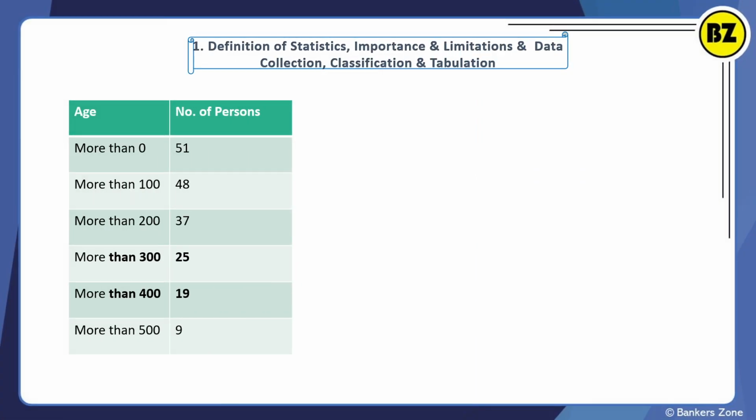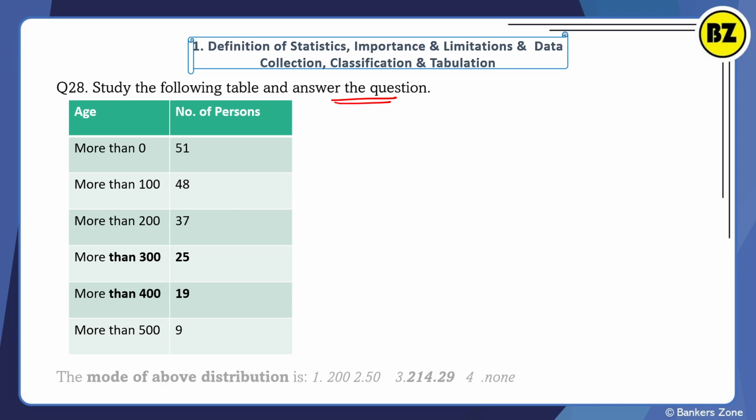Now see, study the following table and answer the following question. So they have given the table, age and number of persons in that age. We have to find the mode of the observations. This is an important, long and lengthy question. Remember, we have to calculate the mode.